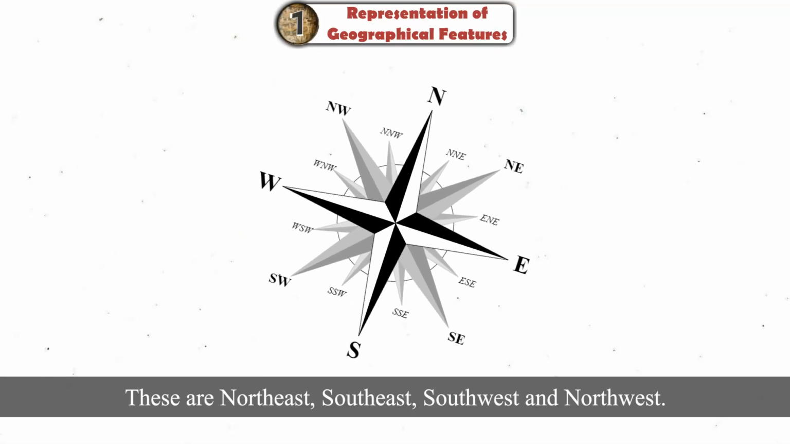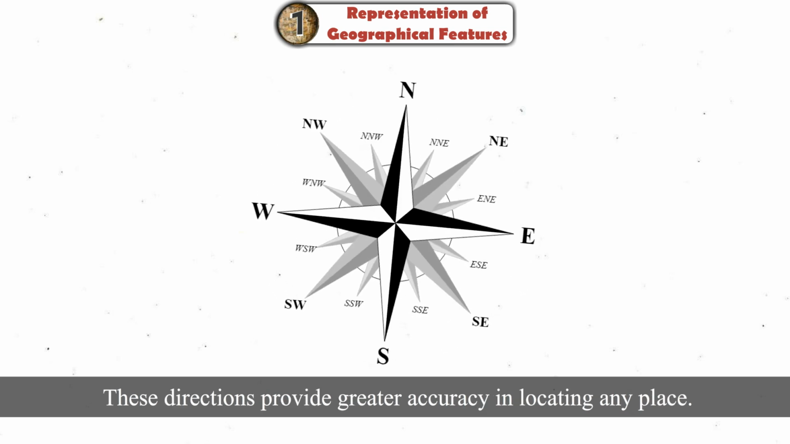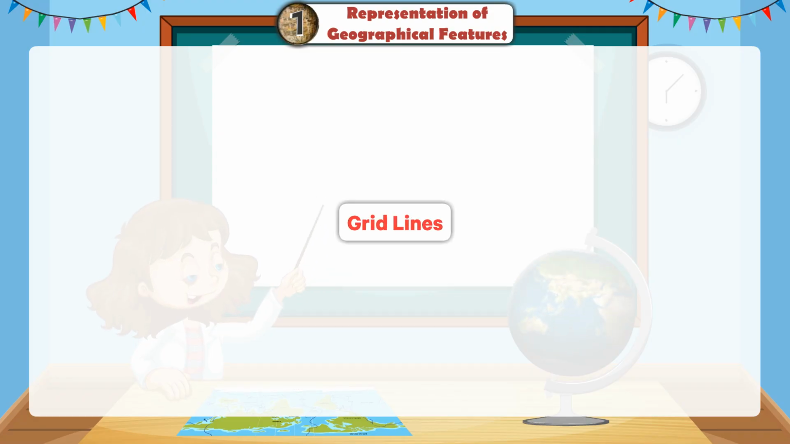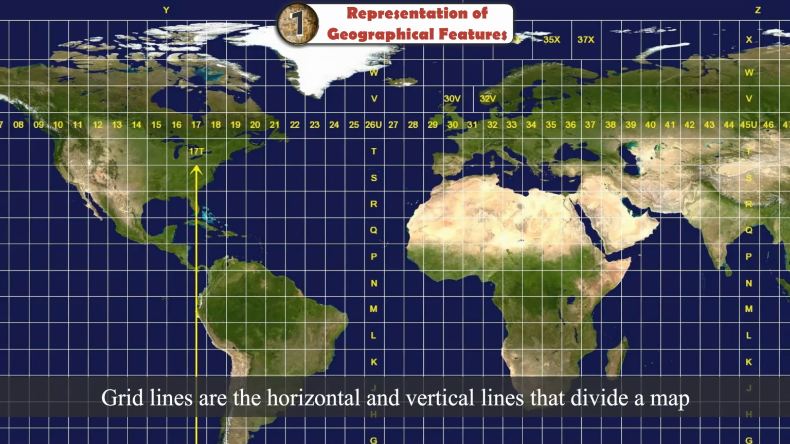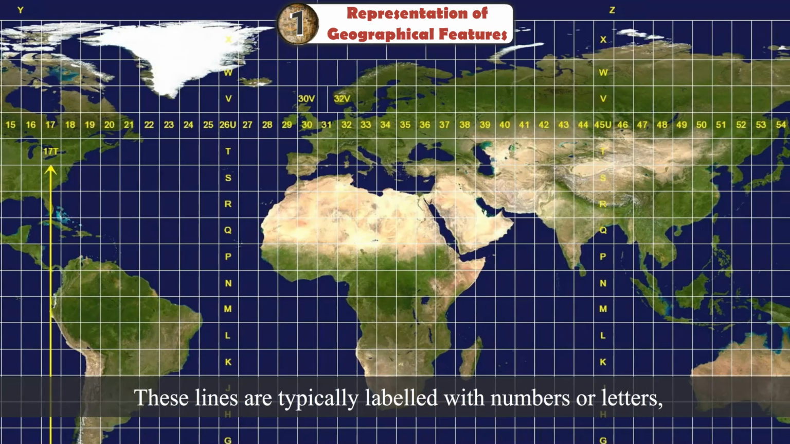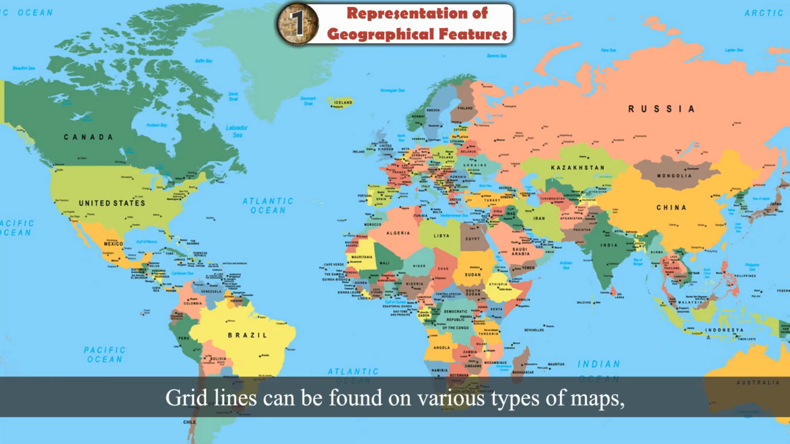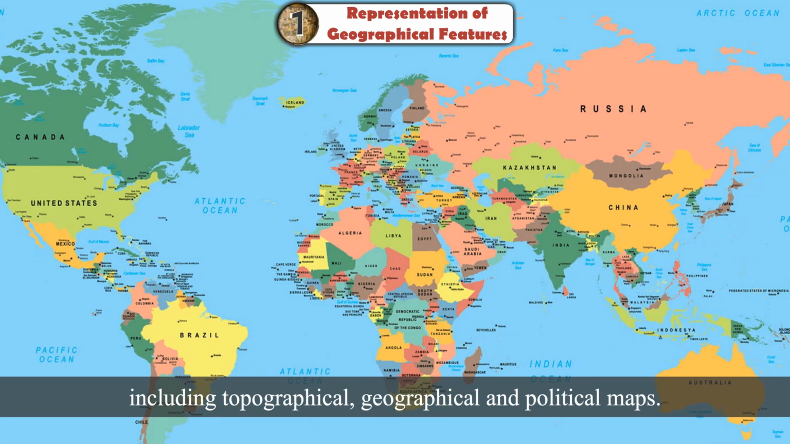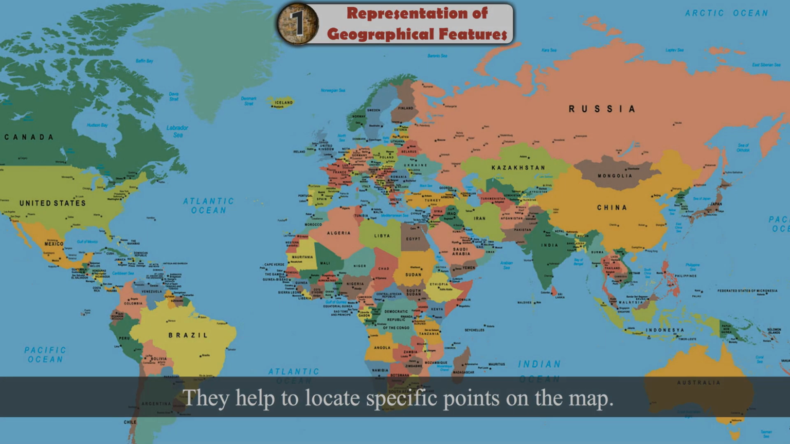These are northeast, southeast, southwest, and northwest. These directions provide greater accuracy in locating any place. Grid lines. Grid lines are the horizontal and vertical lines that divide a map into a series of squares. These lines are typically labeled with numbers or letters, allowing for easy reference. Grid lines can be found on various types of maps, including topographical, geographical, and political maps. They help to locate specific points on the map.